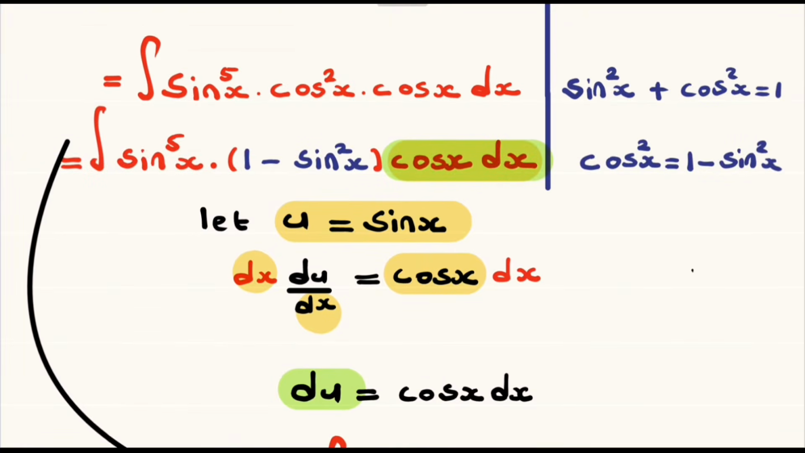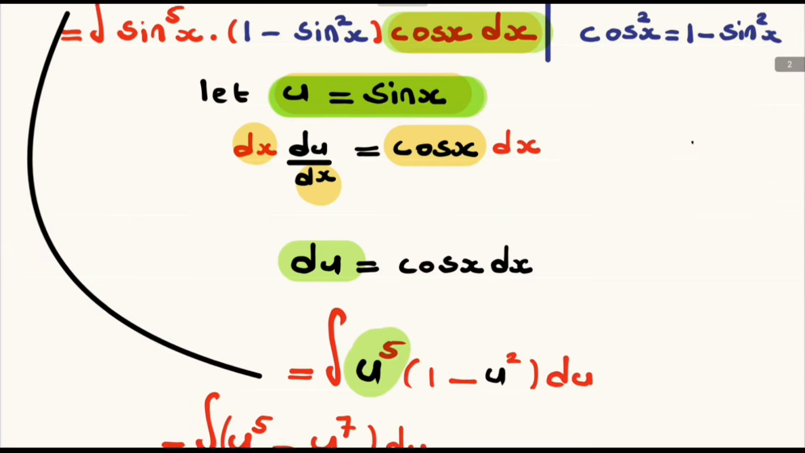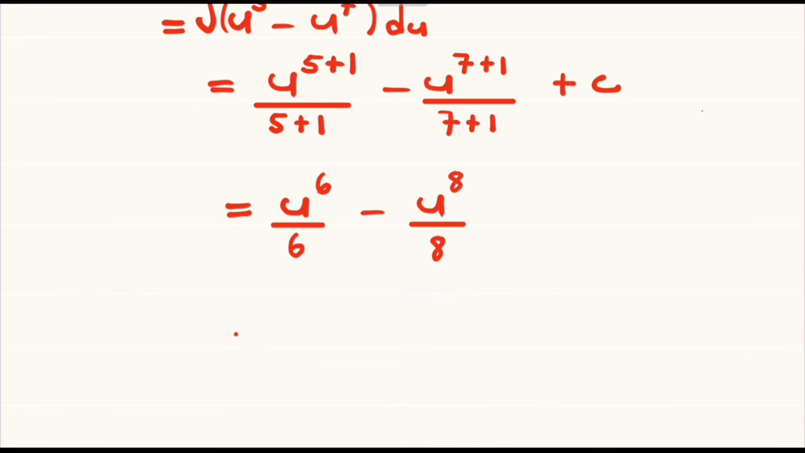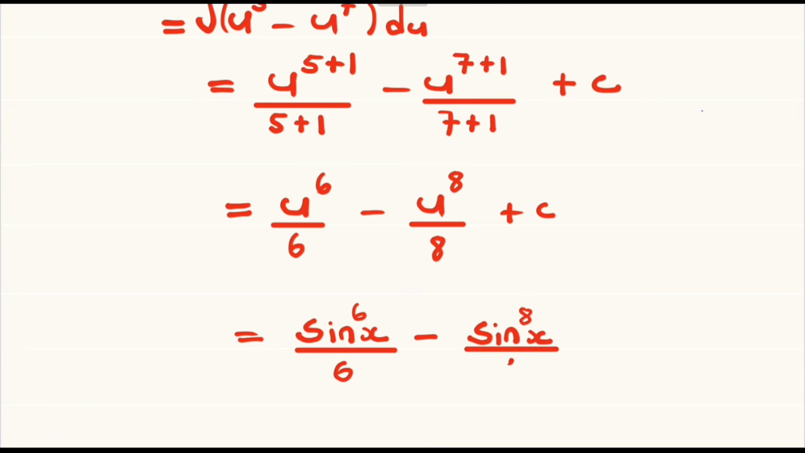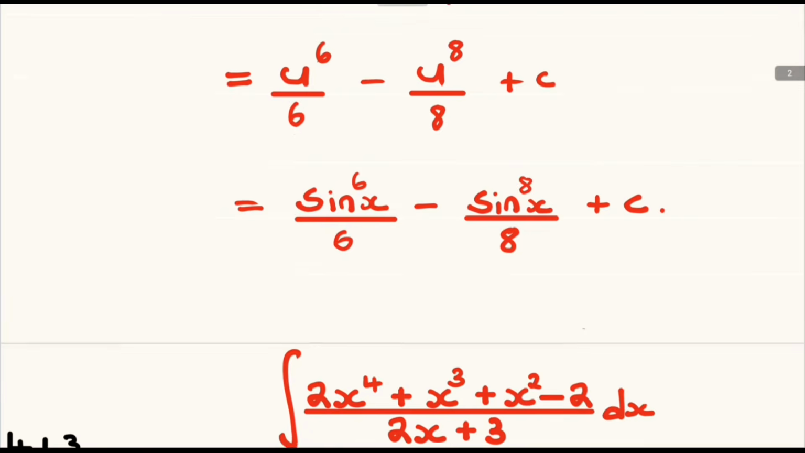We bring back the sine x in the place of the u. Remember, we said that u is equal to sine x. So in the place of the u, let's substitute back the sine x. So we have sine x, in the place of the u, raised to the power 6 divided by 6, minus sine x in the place of the u to the power 8 divided by 8, plus the constant c, and this will be our answer for this second question.